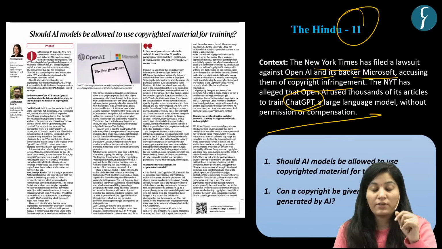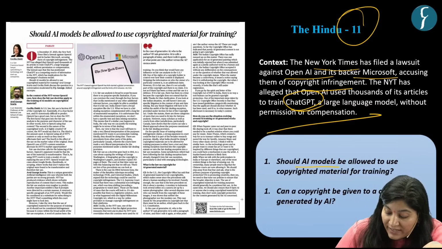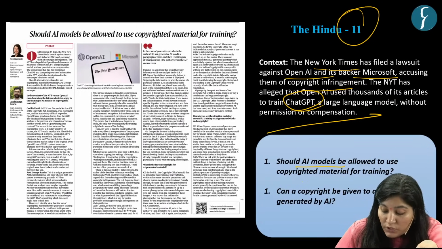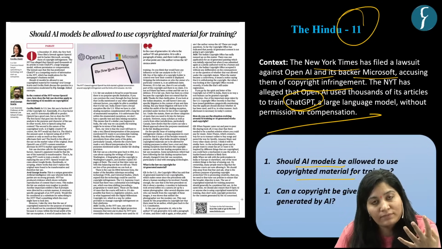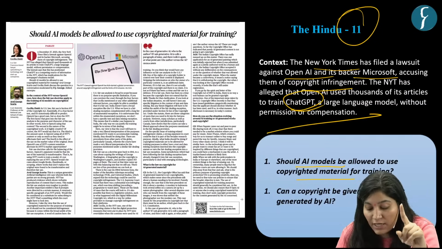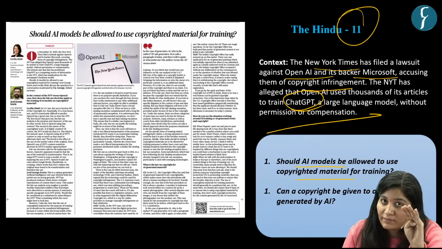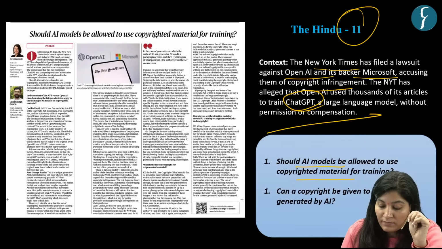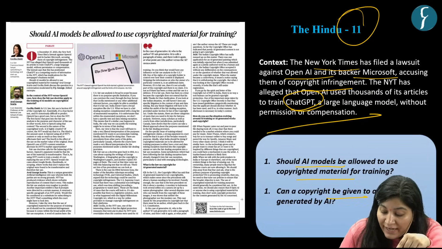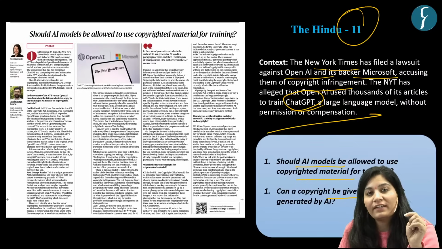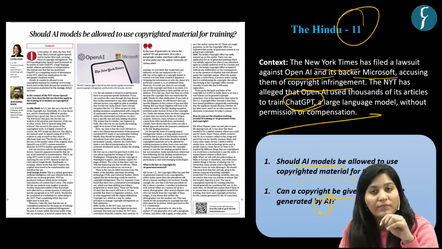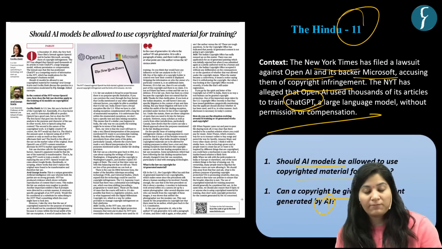So this issue gives rise to two questions. The first question is: should AI models be allowed to use copyrighted material for training? Second, can a copyright be given to content generated by AI? Okay, so we'll deal with the first question first.